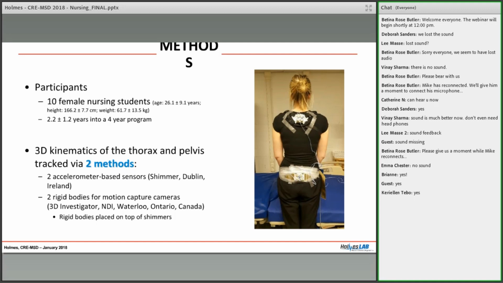And we tracked their trunk motion and kinematics with 2 approaches, 2 methods. We used the accelerometer-based sensors that Tilak just described, so we used the PostureCoach system. And then overlaid on top of the PostureCoach system, we had rigid bodies that would allow us to track trunk motion using motion capture cameras, so our laboratory gold standard, so to speak.